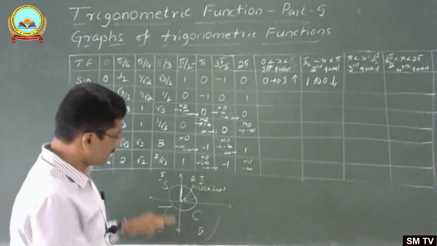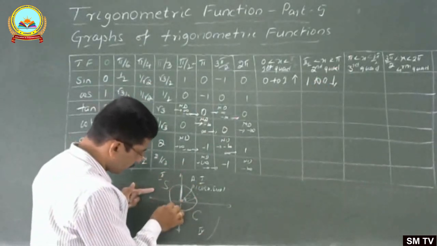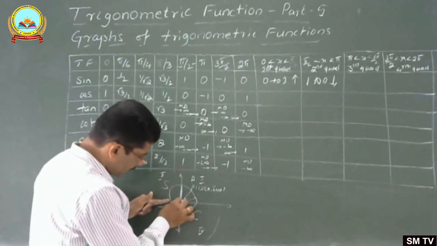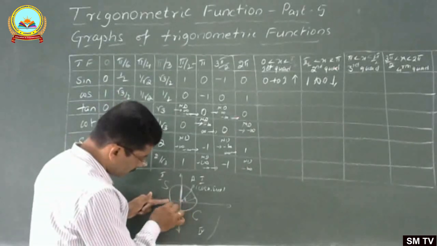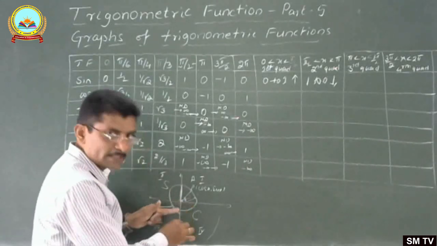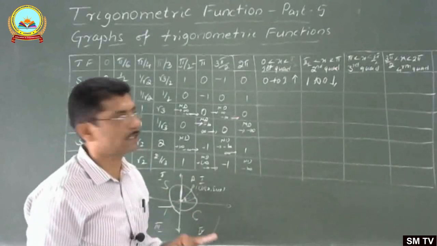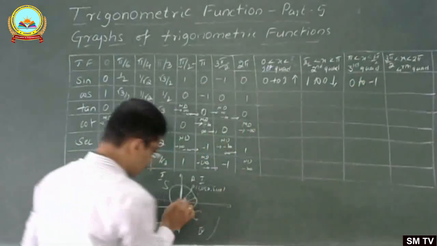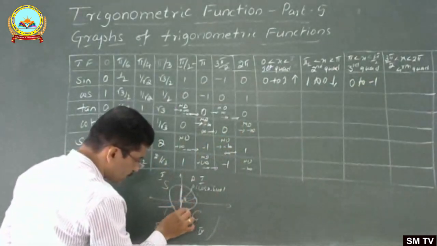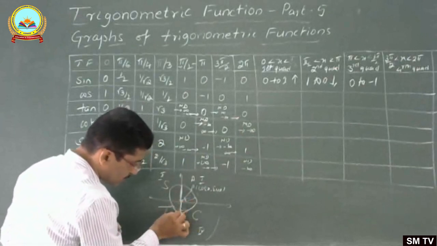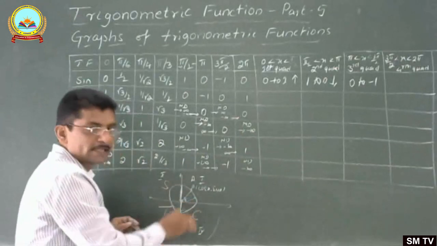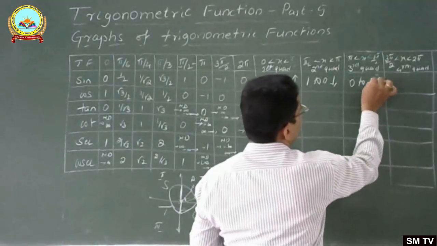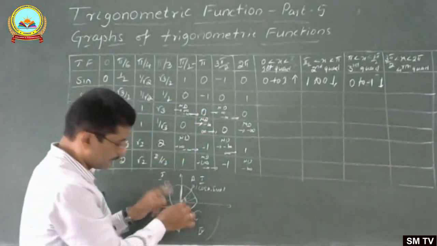It is clear. Next, in the third quadrant, from pi to 3 pi by 2, the graph again keeps going down. The y values become negative, so in the third quadrant, sine is negative. Here at pi it is 0, and at 3 pi by 2 it is minus 1. So it is decreasing, in the downward direction. The graph of the sine function in the third quadrant is in the downward direction.